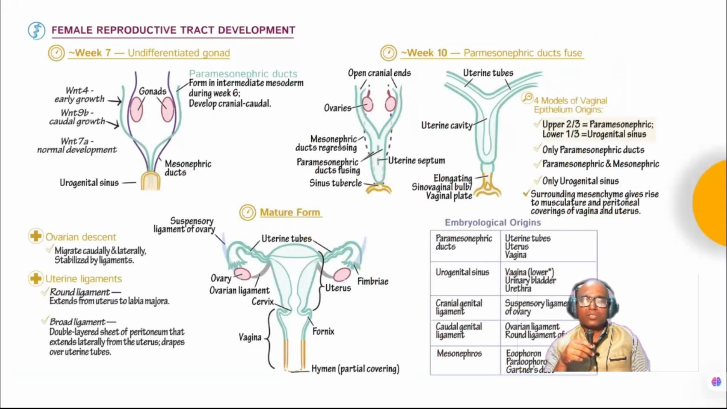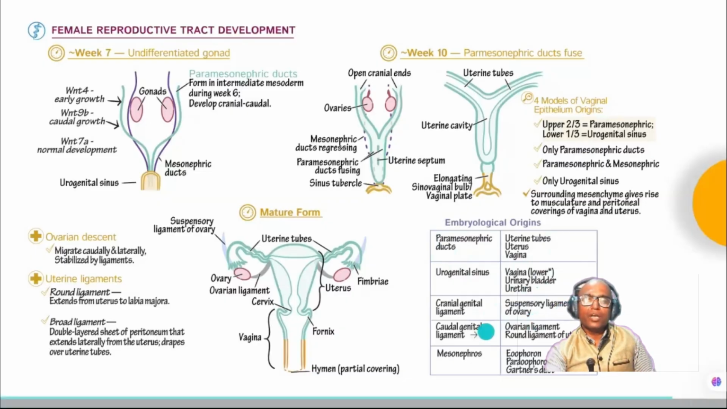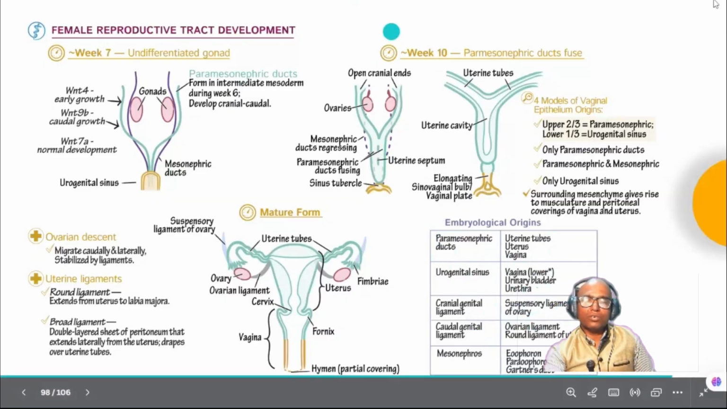Now, this is the same thing. What is mentioned here? This paramesonephric duct will give rise to the uterine tubes, uterus, and the vagina. And the urogenital sinus will give rise to vagina, urinary bladder, and the urethra. Okay. And cranial genital ligament will form the suspensor ligament of the ovary. Caudal genital ligament or the gubernaculum will form the ovarian ligament and the round ligament of the uterus.